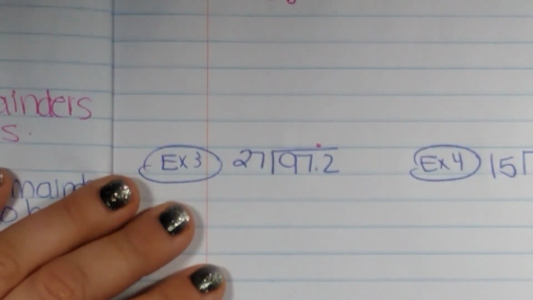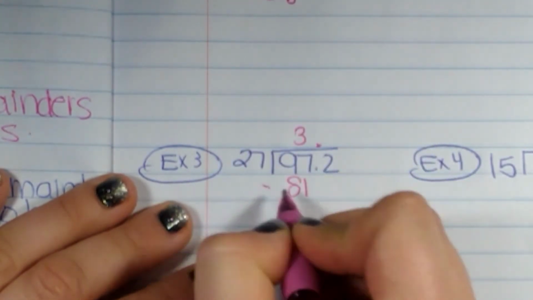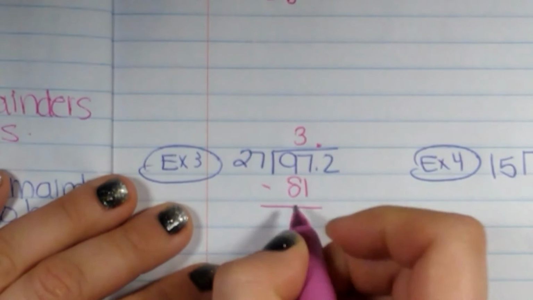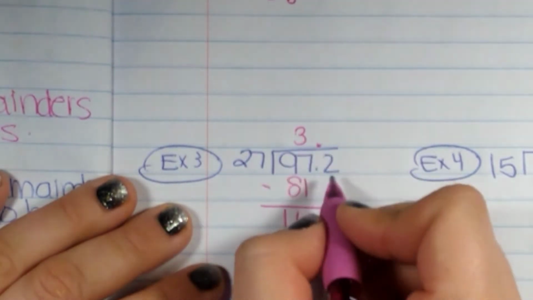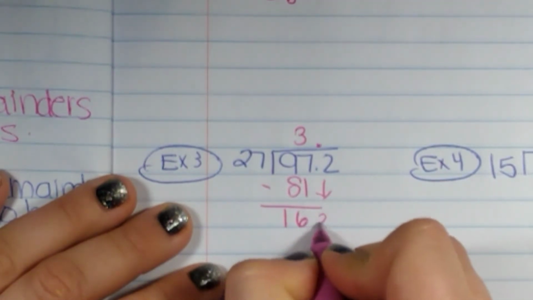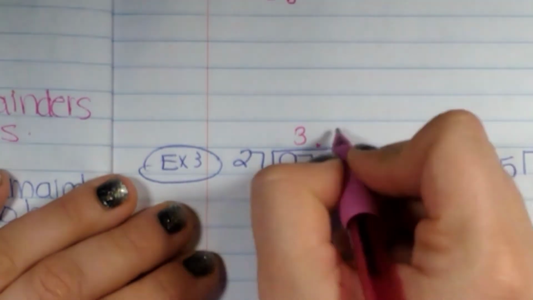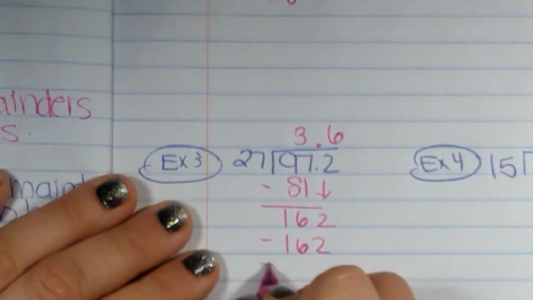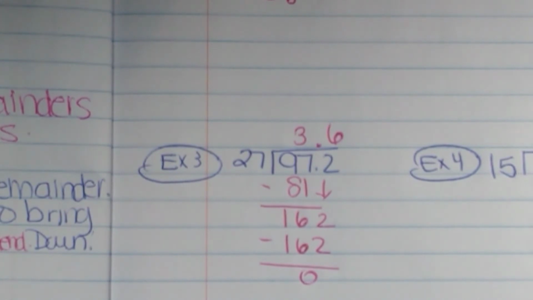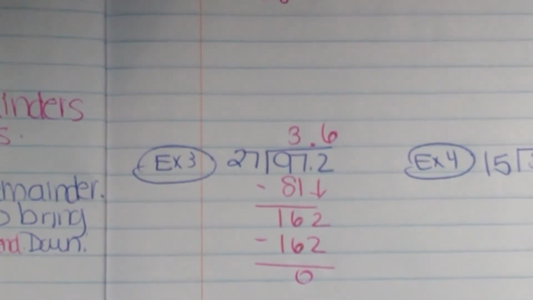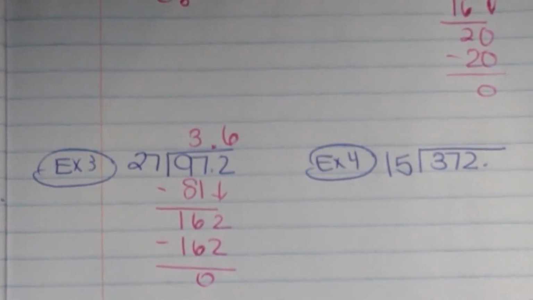27 goes into 97 3 times, and that is 81. I'm going to bring the 2 down. It goes in 6 times, which ends up being 162. So that one we did not need to add a 0. Now we know how to know when to add a 0 and when not to.